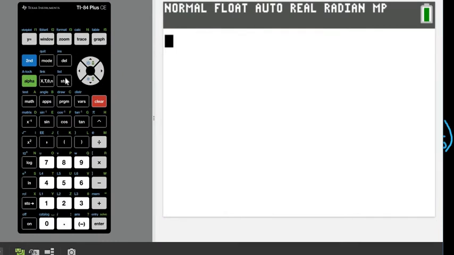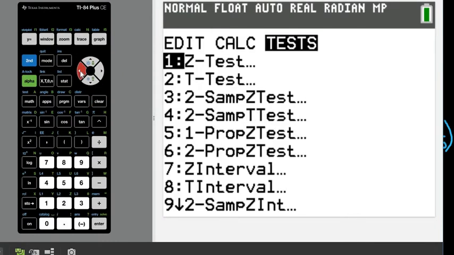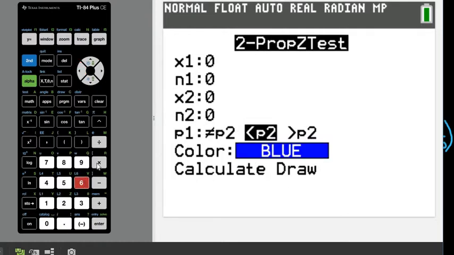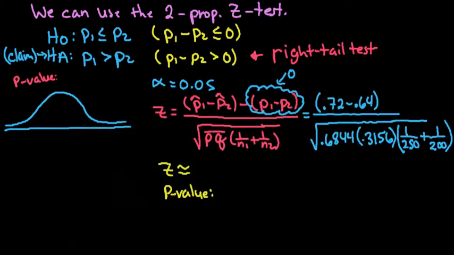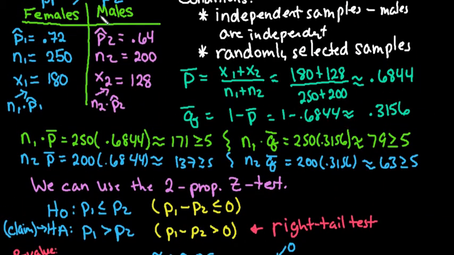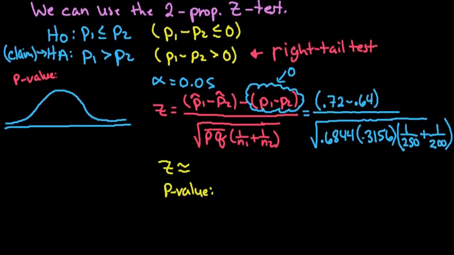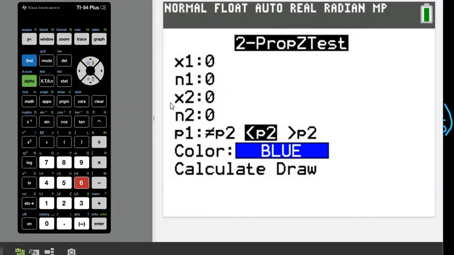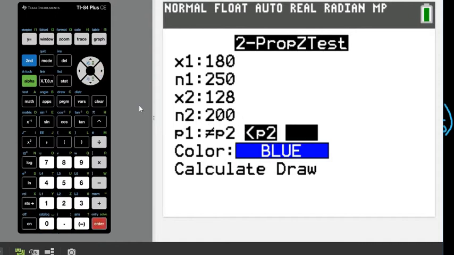So when we grab our calculator, what we're going to do is we're going to hit stat and tests, and we're going to find the two proportion z-test, which is option 6. And in this, you're going to use the information from our table. That's why I advised setting this up as a table, because it makes it easier to plug it in. So we're going to use that information to plug in. I do have it on paper, so I'm just going to look at my paper. Our x1 was 180. The sample size of our first one is 250. x2 is 128. n2 is 200. And then we want to select the one that matches our alternative, which is greater than.